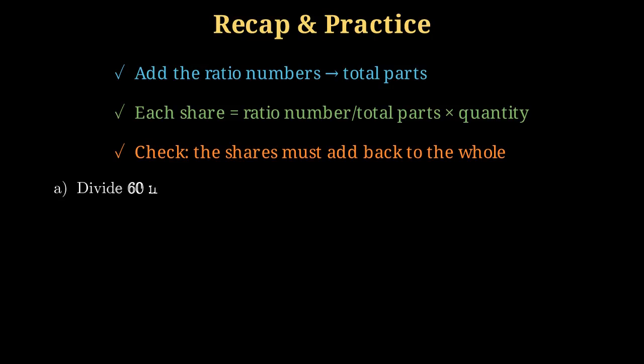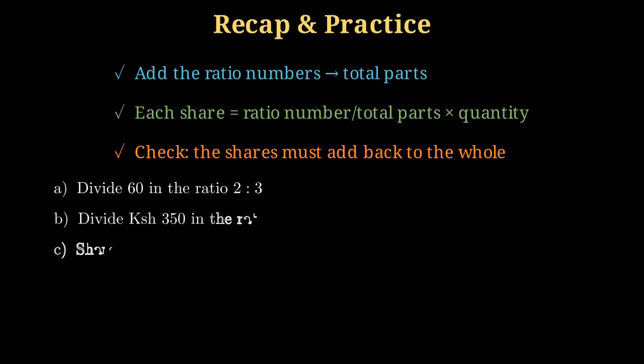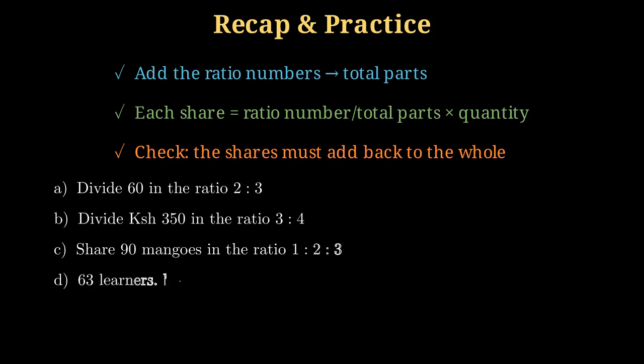Your practice, pause and try all 4. A, divide 60 in the ratio 2 to 3. B, divide 350 shillings in the ratio 3 to 4. C, share 90 mangoes in the ratio 1 to 2 to 3. D, a class of 63 learners has boys to girls in the ratio 5 to 2. How many of each?